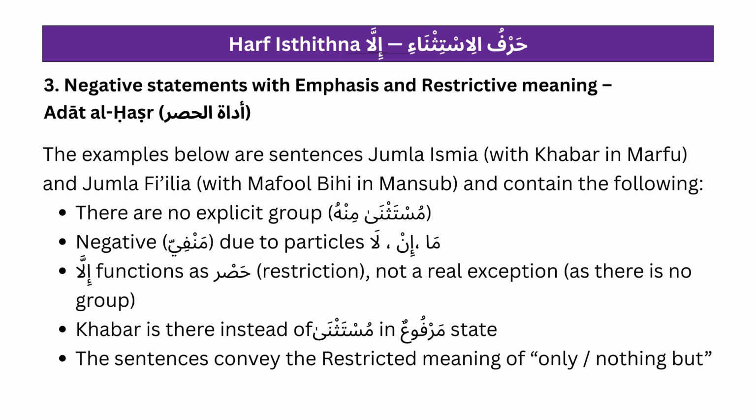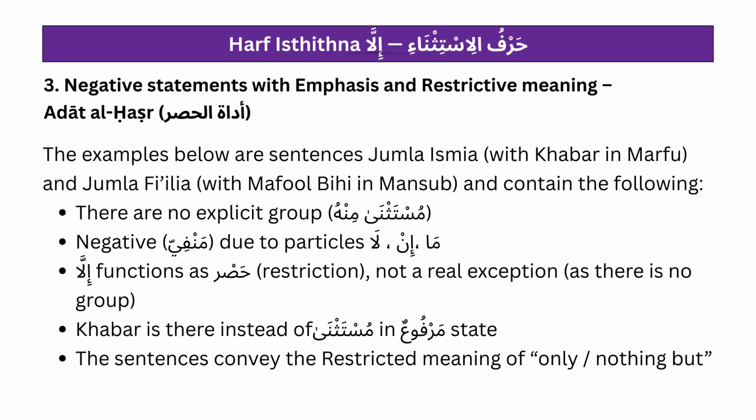Let us understand the characteristics of this structure. First, there is no explicit group mentioned. In the previous types, we saw that a group existed and one member was removed. But here, no such group appears in the sentence. Second, the sentence is negative. This negation usually comes from particles such as ma, la, or in. Third, because there is no group, Illā cannot remove a member from it. Therefore, it functions as restriction, hasr, rather than exception.